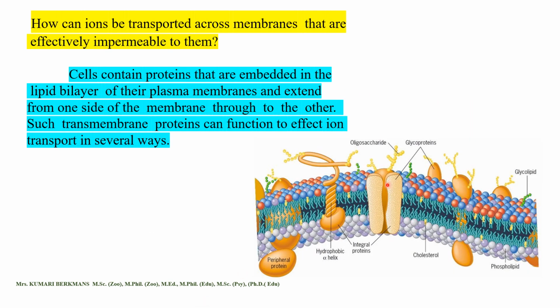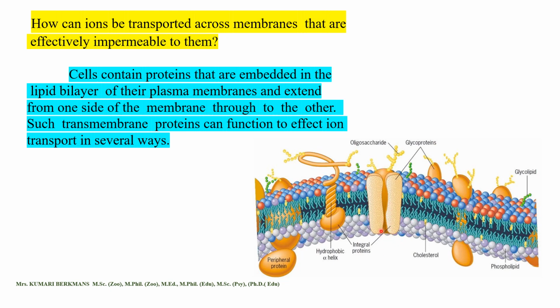See, there is a question: how can ions be transported across membranes that are effectively impermeable to them? Impermeable means this plasma membrane is selectively permeable. It allows only certain important nutrients to come inside, as well as certain important material to go outside, not all. So they are called semi-permeable or impermeable. And the cell contains proteins that are embedded in the lipid bilayer of the plasma membrane and extend from one side of the membrane through to the other.